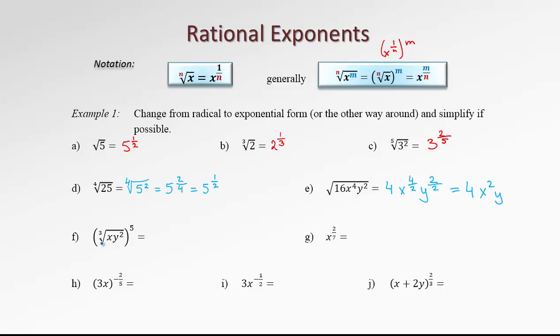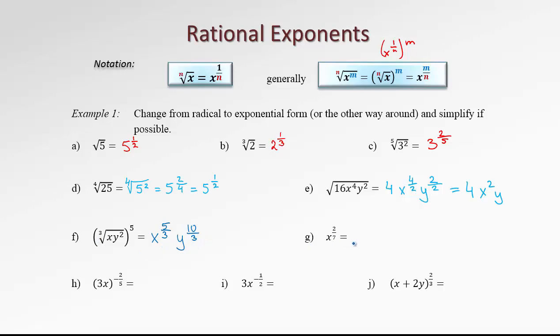Next example. Let's rewrite this in exponential form. We need to deliver this exponent 5 to both variables, to x and to y squared. If I deliver the 5 to the x, I have x to the 5 over, and this is my denominator, 3, right? So x to the 5/3. Now, to deliver the 5 to the y squared, since this is power to the power, I'm supposed to multiply those exponents, right? So I end up with y to the 2 times 5 is 10, again over 3 because of this root. Great, that's exponential form.